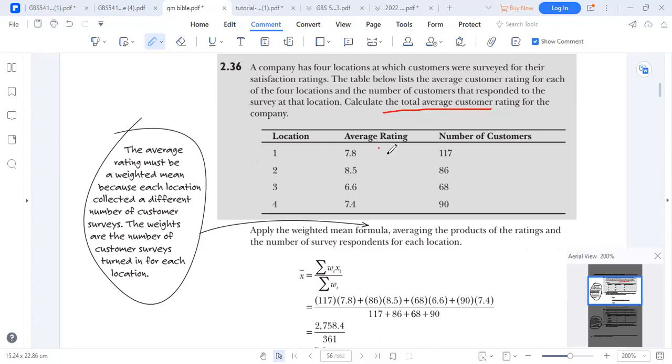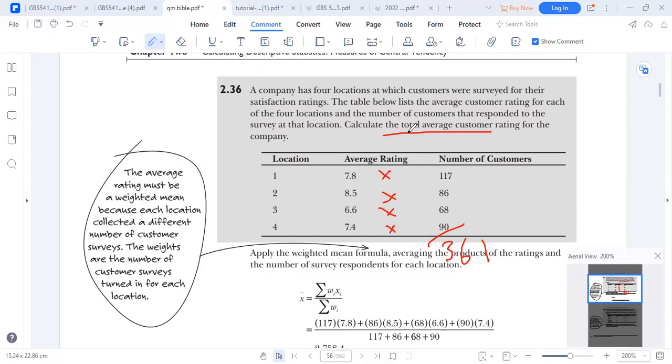you're going to multiply this one times that, this one times that, this one times that, this one times that, this one times that, over the total N. All right. So dealing with the total here. When you total up here, you're going to get 361. So you multiply that and that and that, and you add the number of customers, because we're looking at the average number of ratings for the customer.